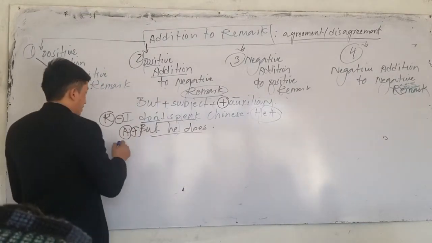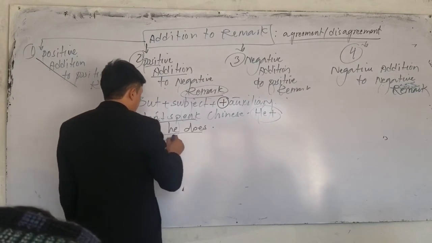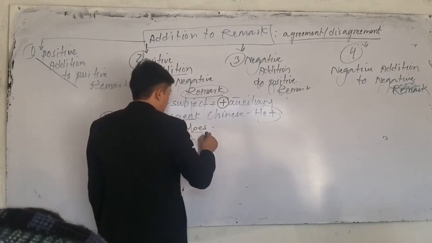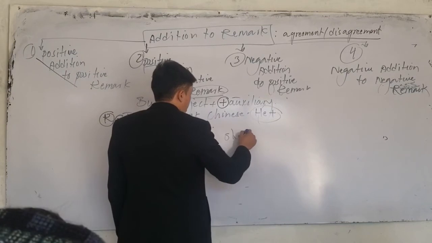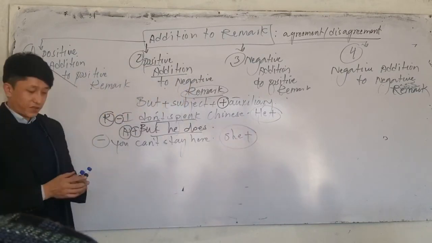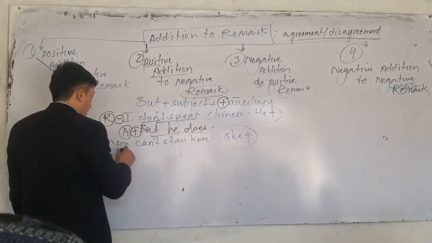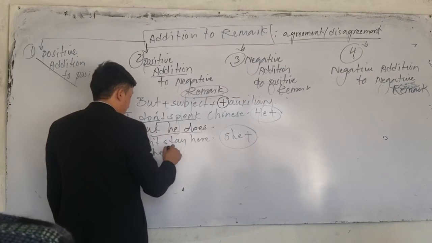Or another one, I can say you can't. Look, you can't stay here. And what about she? This is positive. This one should be negative. This is negative actually. How can I add she to this sentence? But she can't or but she can? But she can't.